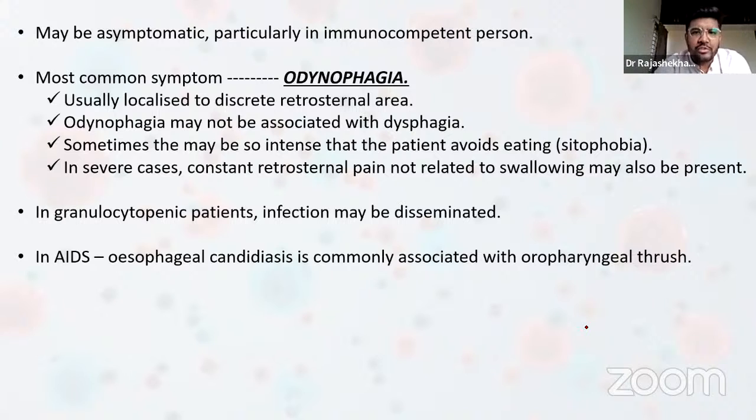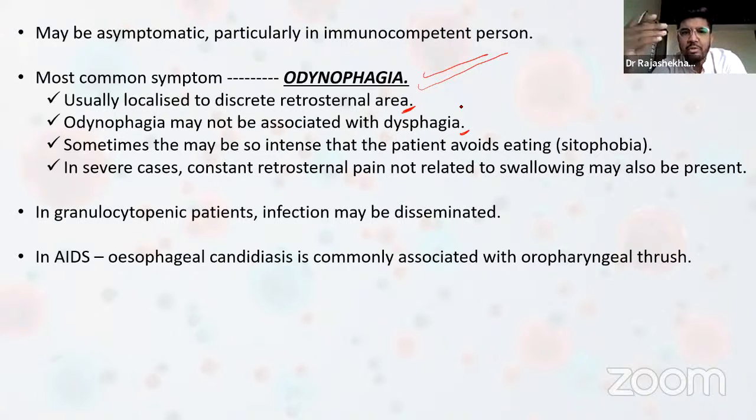We know that the most common symptom of any esophagitis is odynophagia. This is usually localized to the retrosternal area, and may not be associated with dysphagia. We know dysphagia is a particular symptom of throat involvement or upper esophageal masses, all these things. Dysphagia is very common there, whereas odynophagia is a very discrete symptom of esophagitis.